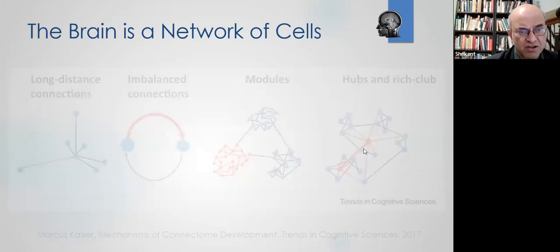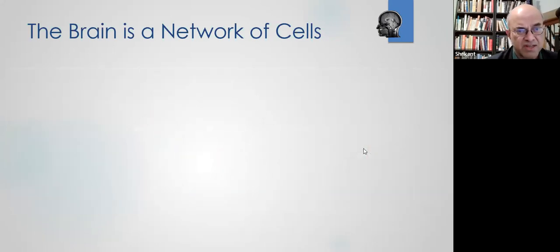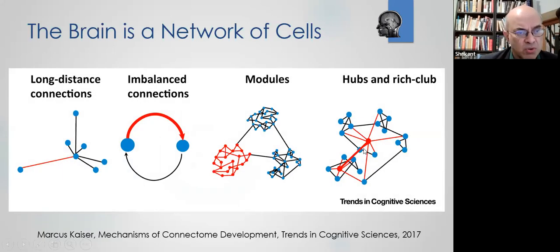Sanjay, can I ask a clarificatory question on the previous slide? There is directionality, you know, there are the dendrites and there is the axon. And here in the imbalanced connection diagram, the directionality is captured. The other diagrams don't show any directionality. So can you elaborate on why it is that the other three diagrams don't capture the directionality?